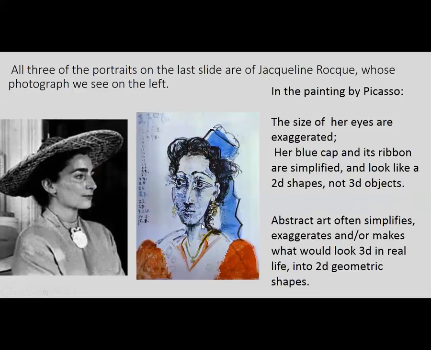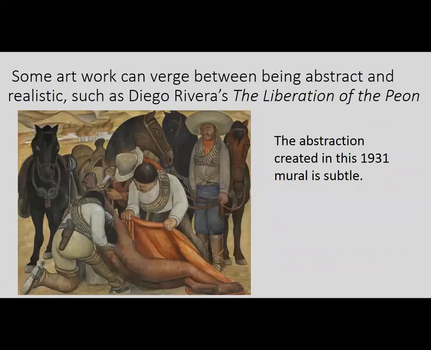If your neck was that thin and you had a regular sized person head, your neck would break because your head would be too heavy. So he's just simplifying shapes, exaggerating some shapes, and he's making some things look less three-dimensional. Like her face looks pretty 3D, but the hat, it's just shapes. So some artworks can kind of verge on being somewhere between abstract and realistic.